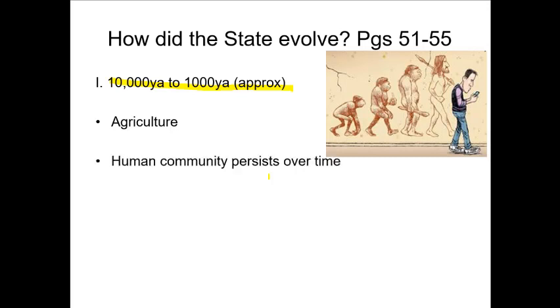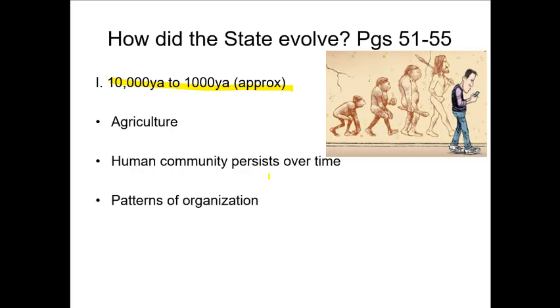Very important. So human community starts to persist over time because they can stay and grow. Now, prior to that, we were roving bands of hunter-gatherers for hundreds of thousands of years. And so this really kick-started human civilization into the next level.